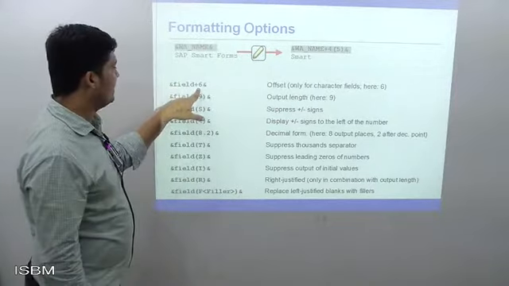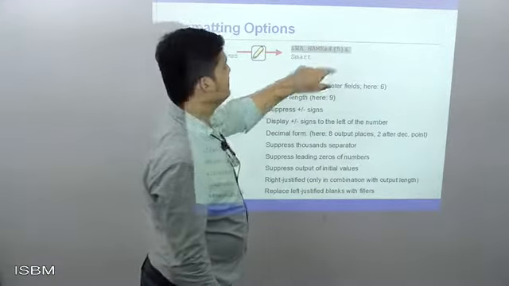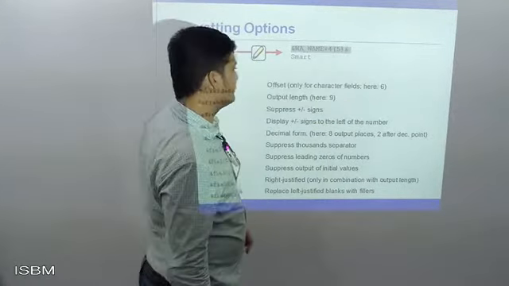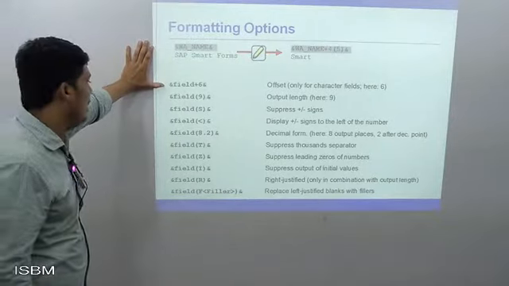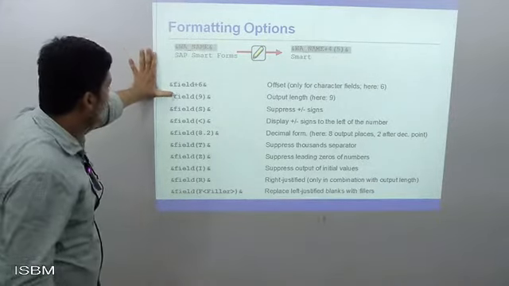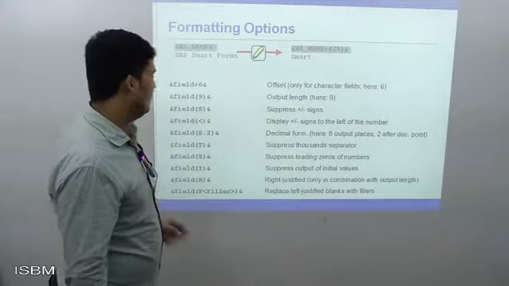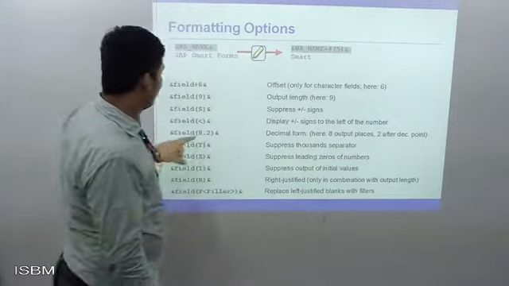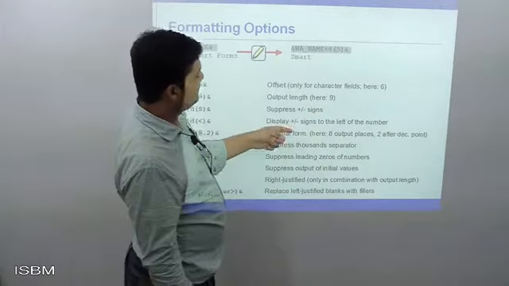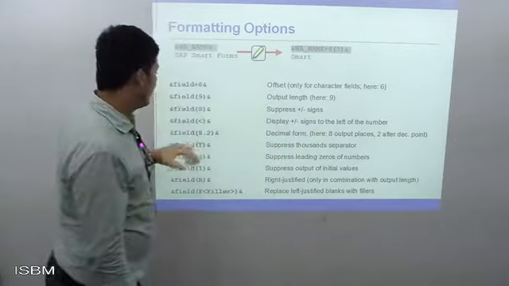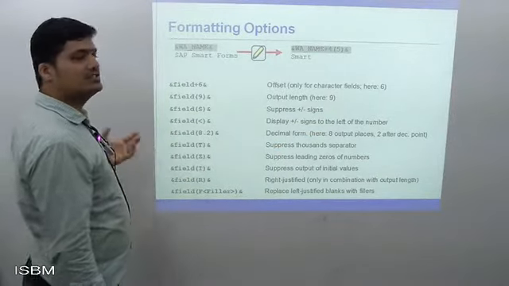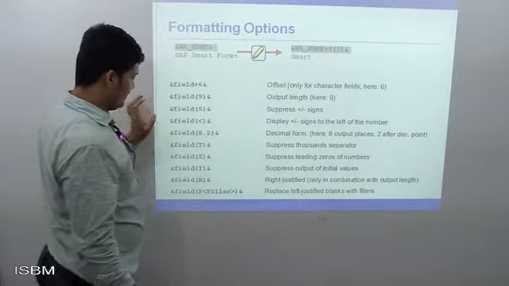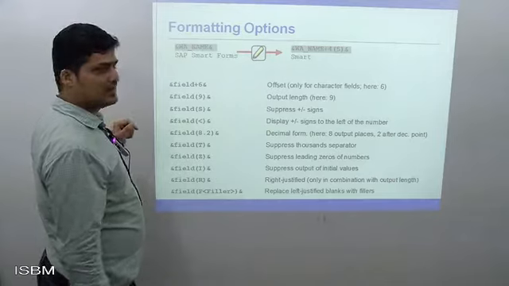So field plus 6 means the offset: it will show a 6 character field over here. Field of 9 means the output length here is 9. Field of S suppresses the plus or minus sign. Field with less-than displays the plus or minus sign to the left of the number. Field 8.2 is the decimal form, where 8 is the output places and 2 after the decimal point. Field T is the thousand separator.